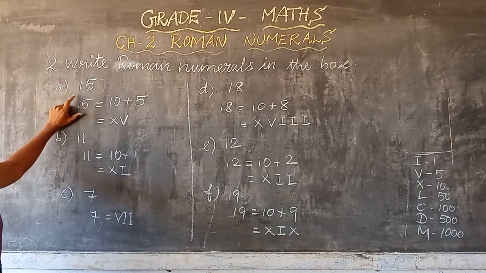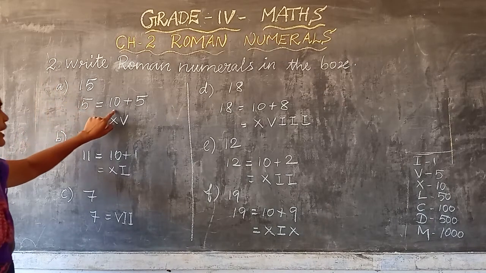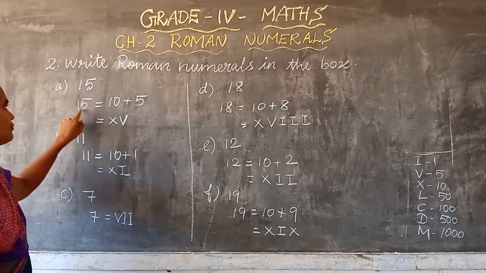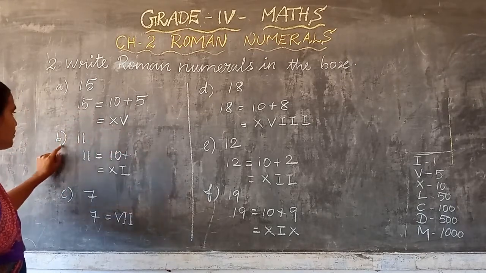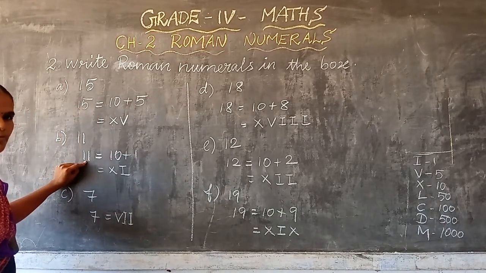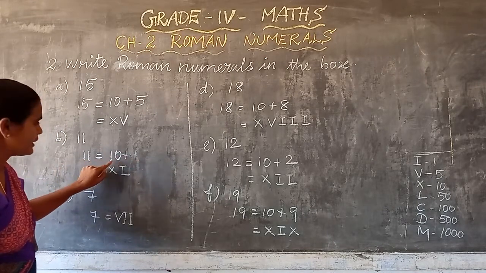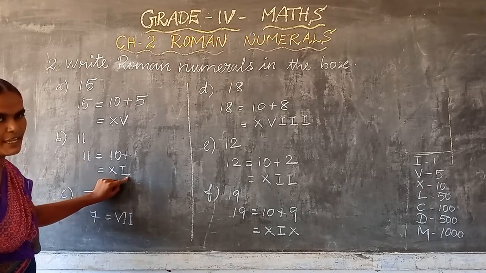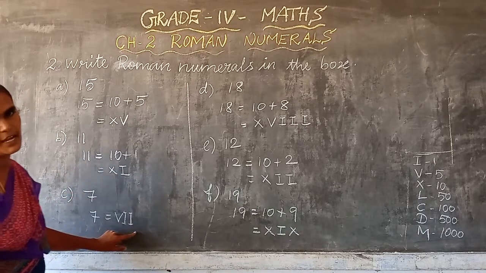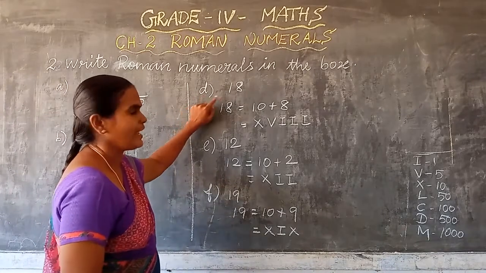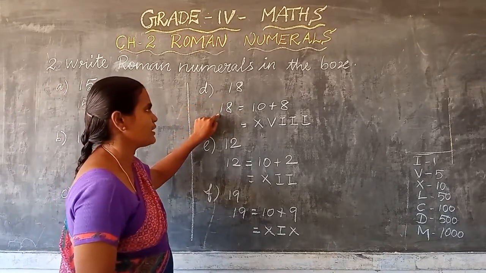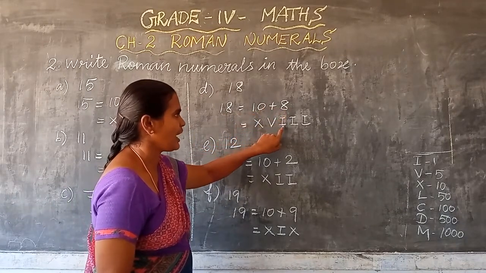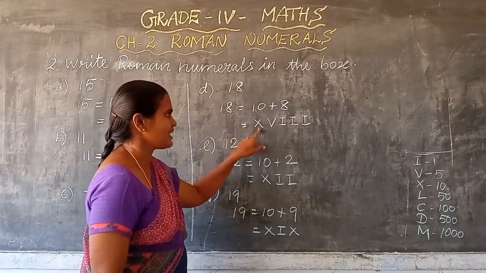A, 15. What is the expanded form of 15? 10 plus 5. 10 means X. 5 means V. So 15 means XV. B, 11. Expanded form of 11 is 10 plus 1. 10 means X. 1 means I. So 11 is XI. 7 means VII. Next D, 18. Expanded form of 18 is 10 plus 8. 10 means X. 8 means VIII. So 18 means XVIII.